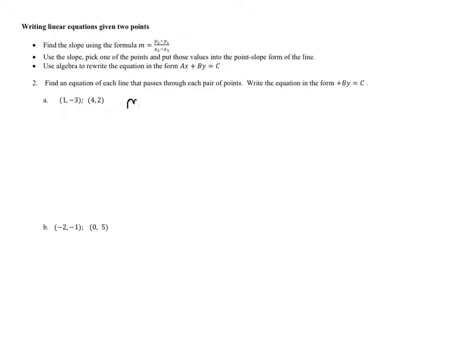So m is equal to 2 take away -3, difference of the y's, over 4 take away 1. So this will be 5 over 3. 2 take away -3, 4 take away 1. So there's my slope.